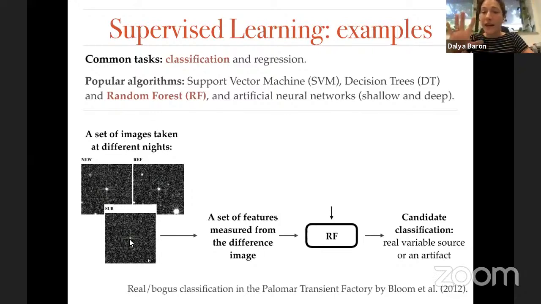And again, they had an initial data set for which they have classified by hand whether this is a real transient event or some sort of an artifact. And they trained a random forest on this smaller data set. And once the random forest is trained, it can be used to automatically classify new objects.